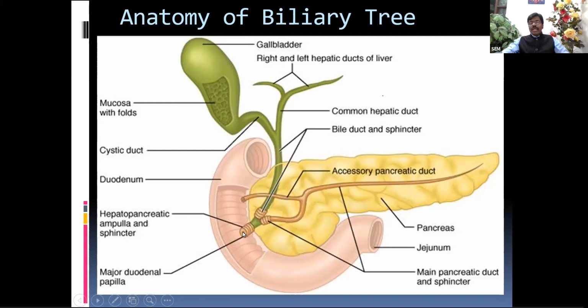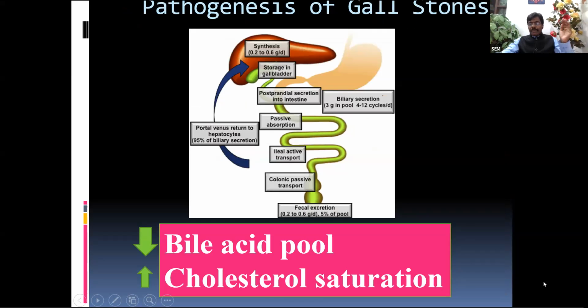That you should know. And where is the minor papilla? It is about 1.5 centimeters above the major papilla. So you should know both are on the medial wall of the second part of the duodenum. That's all the anatomy you need to know at your level. Repeat and keep practicing rigorously, because they'll invariably ask you to draw it in the exam, especially if people like me are going to be the examiner.